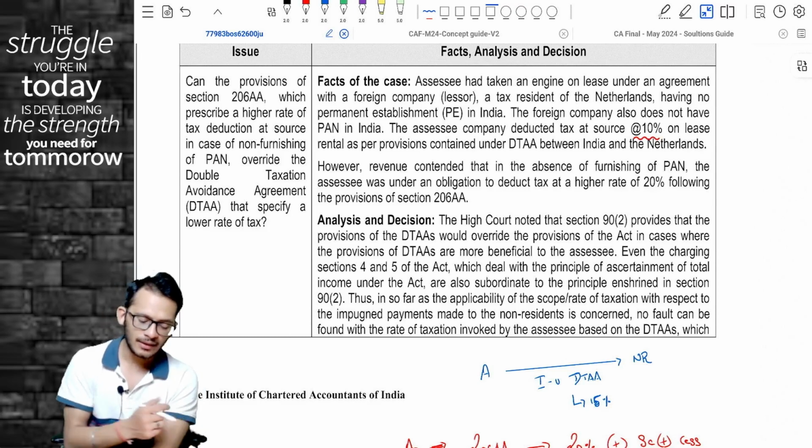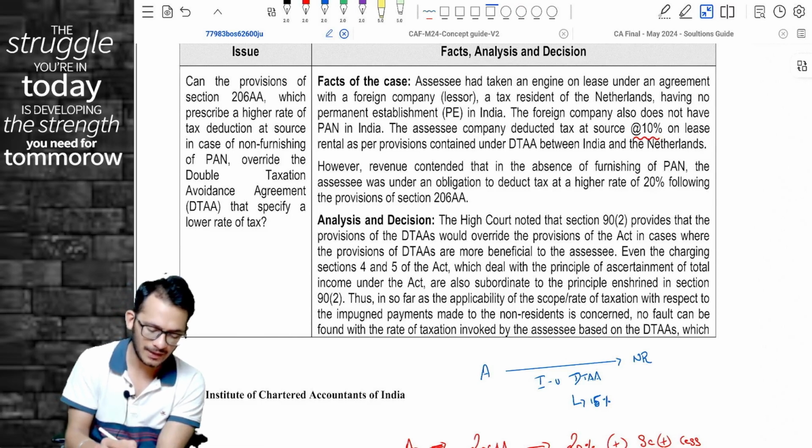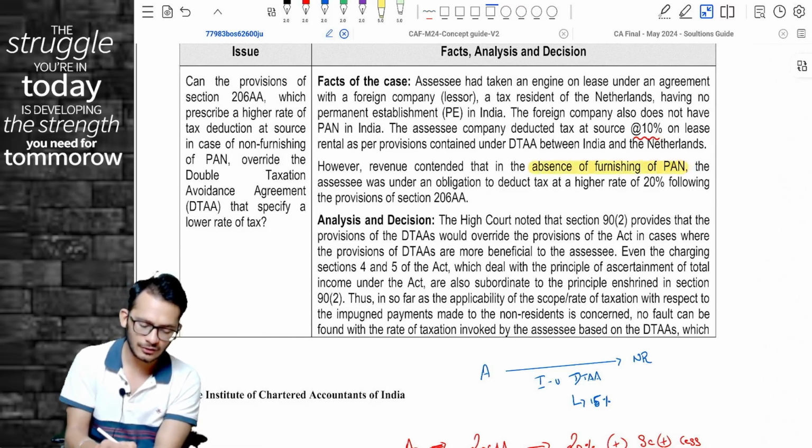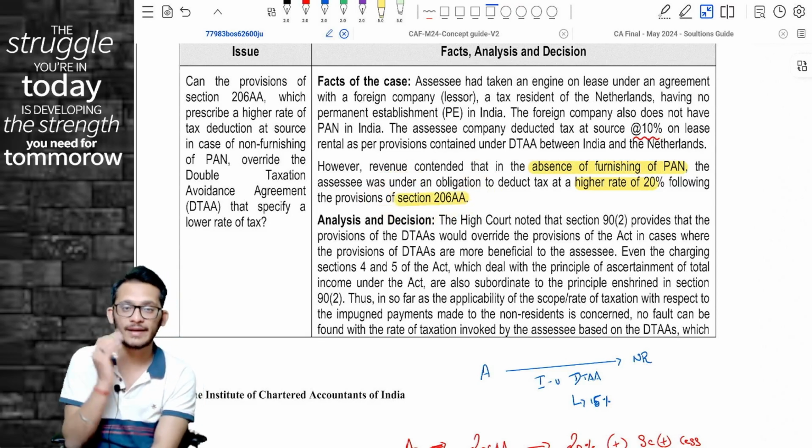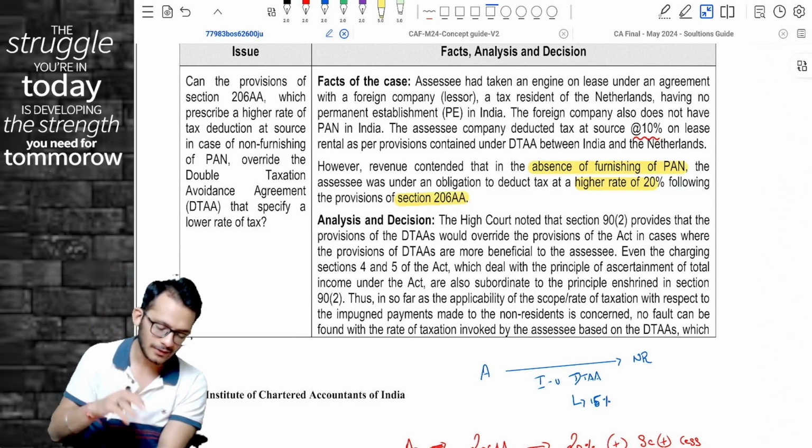However, the revenue contended that in the absence of furnishing of PAN, the assessee was under an obligation to deduct TDS at the higher rate of 20% following the provisions of 206AA. The Assessing Officer is coming and saying, forget what is there in DTAA, because this person has not furnished the PAN number to you, he is eligible for a higher rate of 20%, which means 206AA will override DTAA, it seems. What does the court say?